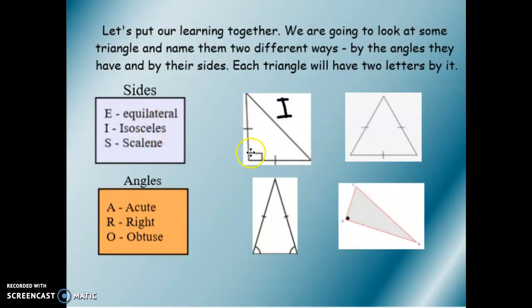Now, what about the angles? Remember, every triangle has two acute angles. So there's an acute angle, and down here's an acute angle. But this third one tells me right away what it is. Remember, that's a right triangle. So I'm also going to put a letter R there.